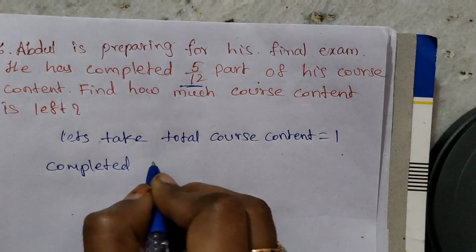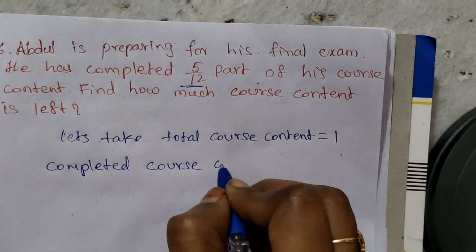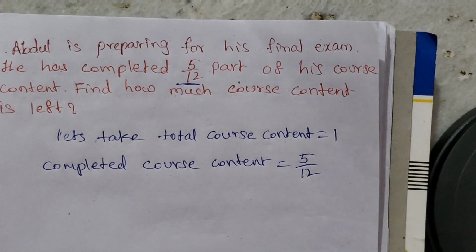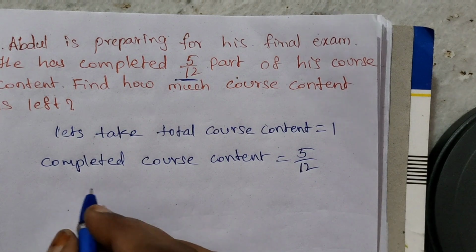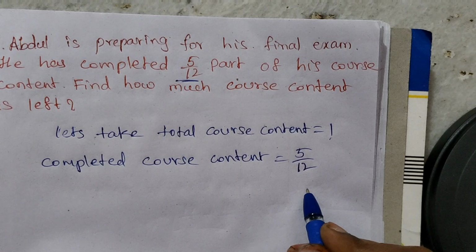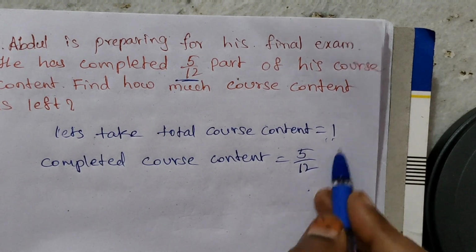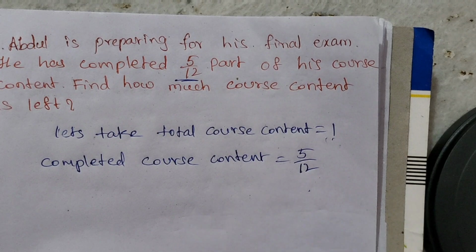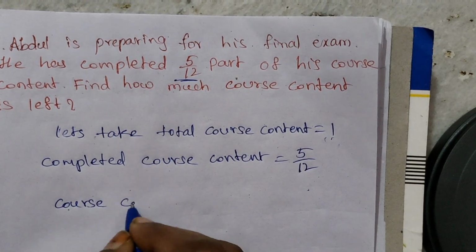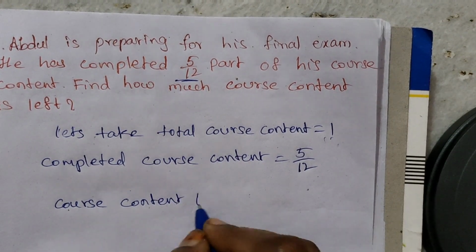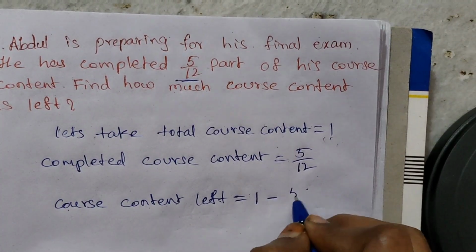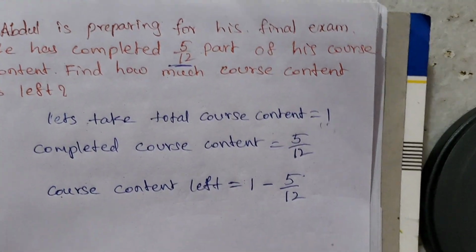Completed course content is equal to 5 by 12. Next, find how much course content is left. So, here total course content is 1 and course content completed is 5 by 12. So, subtract these two numbers, you will get how much course content is left. Course content left is equal to total course content minus course content completed, 1 minus 5 by 12.